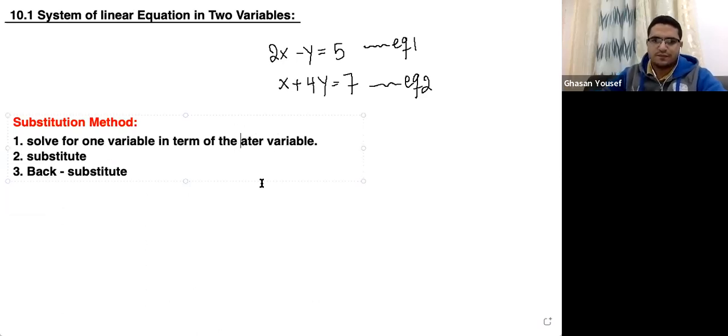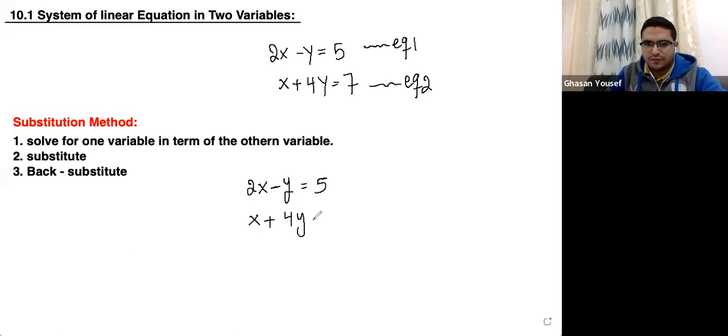I'm going to give an example for this. We're going to solve this system by using the substitution method. So here we have 2x minus y equals 5, and we have x plus 4y equals 7. This is equation number 1, and this is equation number 2.